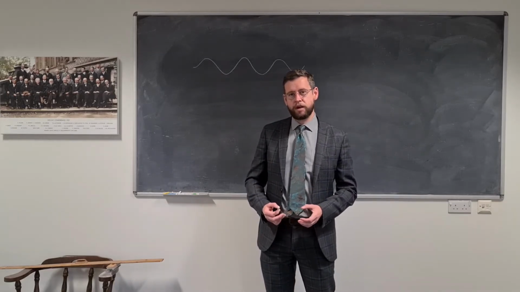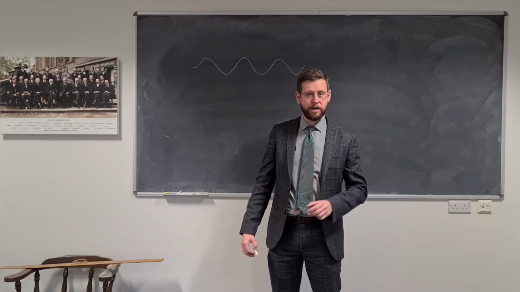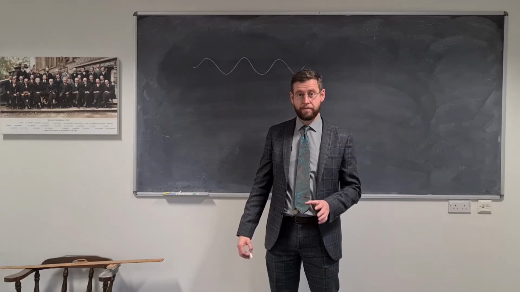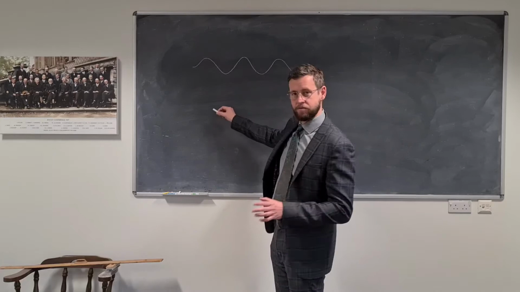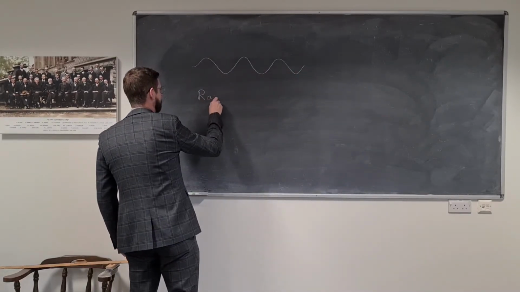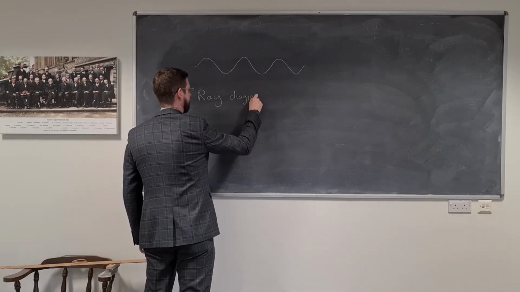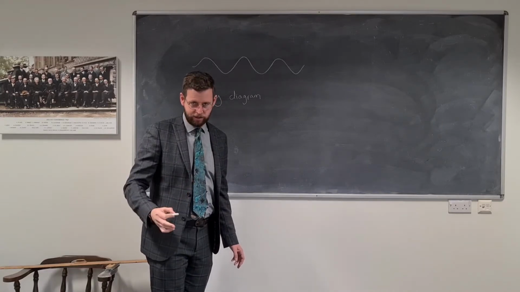Now, if we were to try to draw light and represent light on this board, there are two types of diagram that you need to be aware of and what they both mean. Now, first I want to talk about a ray diagram. A ray diagram follows the direction of propagation.